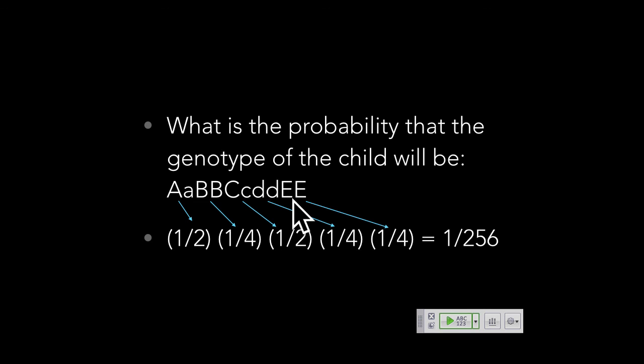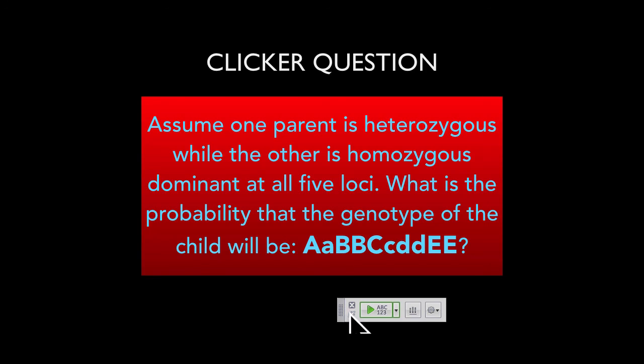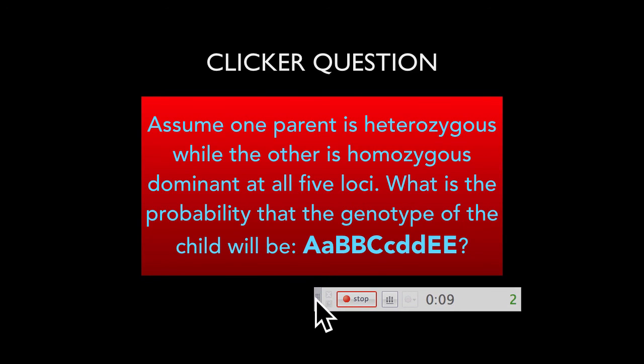All right, since you've gotten really fast at this, let's do this one. And I'm going to give you 30 seconds to do this one. All right, 1 minute. I'm a good negotiator.